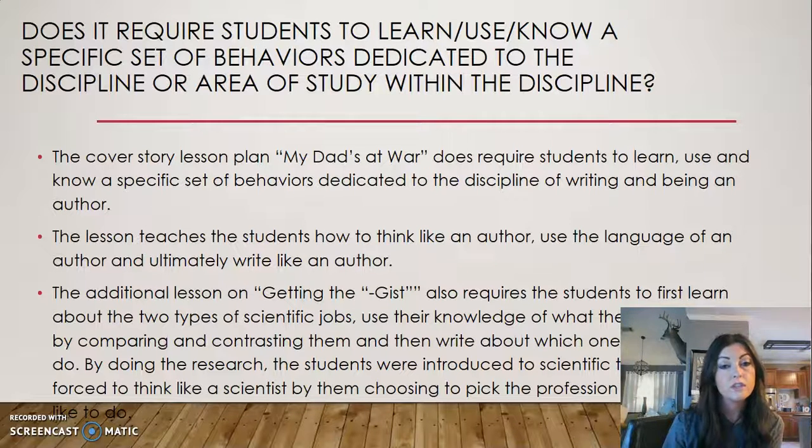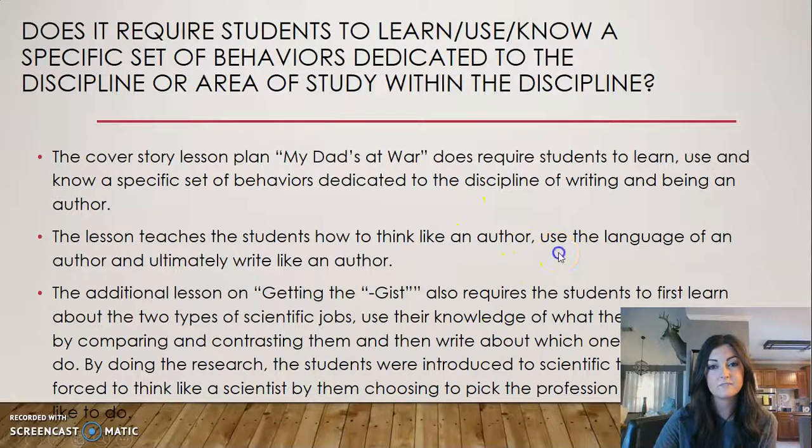The additional lessons on getting the gist also require the students to first learn about 2 types of scientific jobs, and then use their knowledge of what they have learned by comparing and contrasting them, and then write about which one they would rather like to do. By doing this research, the students were introduced to scientific terminology and forced to think like a scientist by choosing the profession they would like to do most.